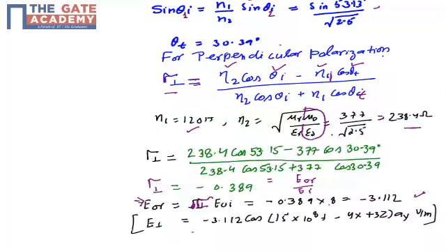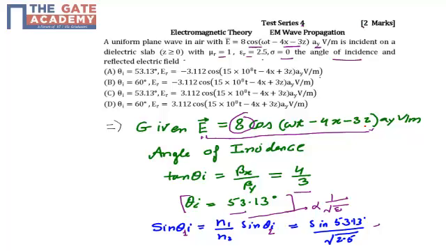So the expression of the perpendicular electric field will be minus 3.112 cos(15 into 10 raised to power something t minus 4x plus 3z). It is plus 3z because the direction is reversed. Earlier it was going towards the z-axis, now it is going opposite to the z-axis. So directly we get a plus sign because the direction is opposite. So in this question our correct option is option A. Thank you.